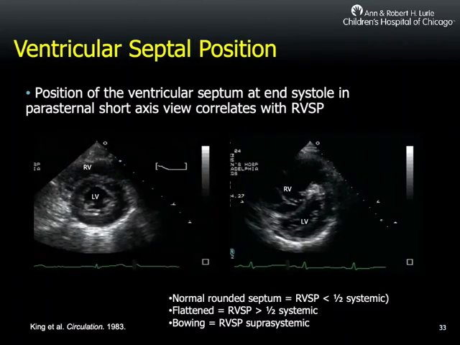So here you can see, again, the position of that ventricular septum during end systole in parasternal short axis correlates with right ventricular systolic pressure. With a normal rounded septum, you can assume that the right ventricular systolic pressure is less than half systemic. With a flattened septum, you can assume that it is greater than half systemic. And if it's bowing, the right ventricular systolic pressure would be suprasystemic.